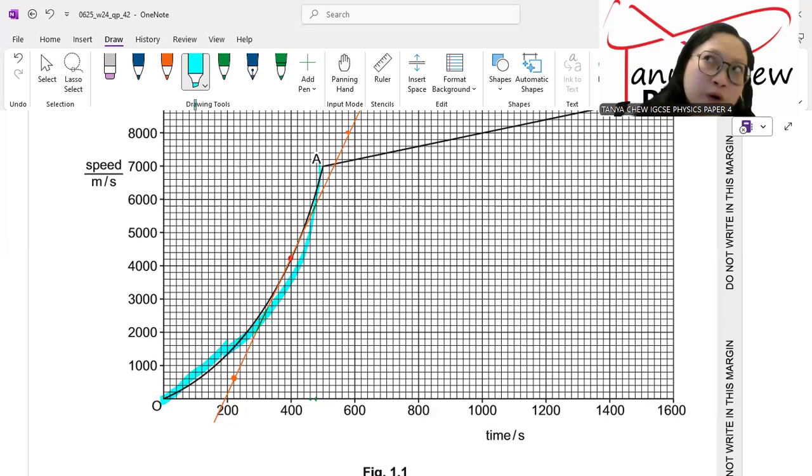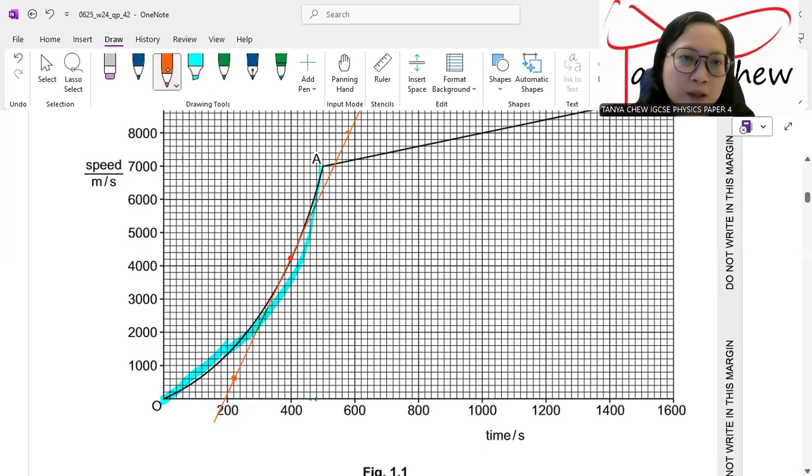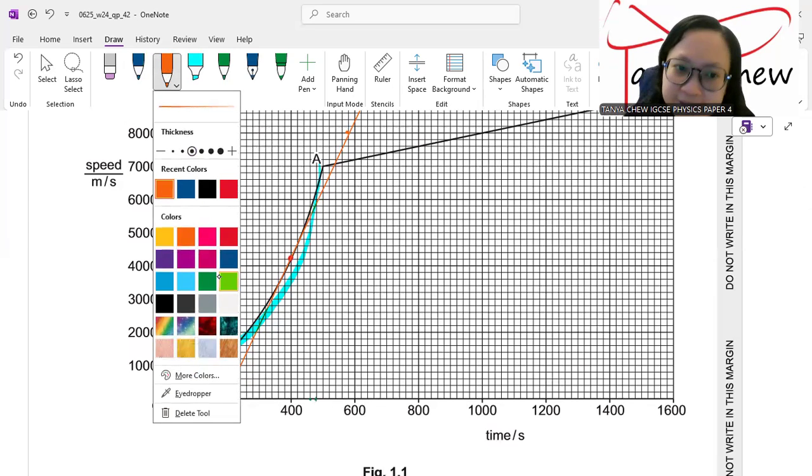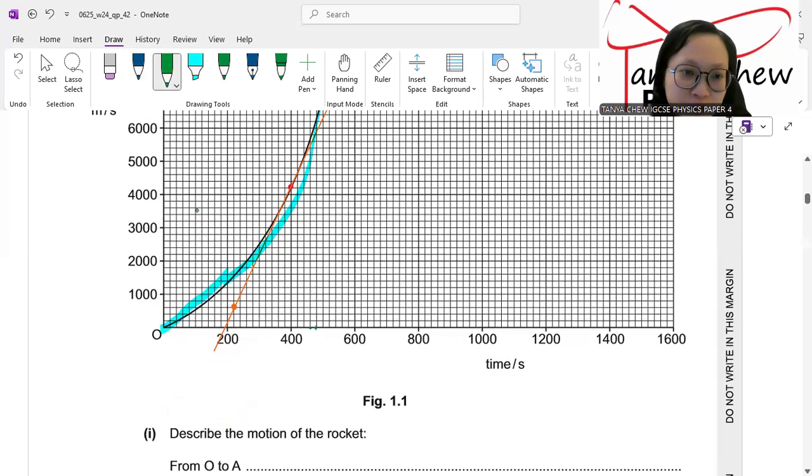Right? So when you describe about the motion, you need to describe whether the rocket is moving faster and how fast, whether the rocket is accelerating or not accelerating or decelerating. So I could see that this is a curve graph. To find the gradient of the curve, you need to draw a tangent. Right, so I'm going to draw a little bit of tangent right here so that you can see it clearer. I'm going to use green color right here.